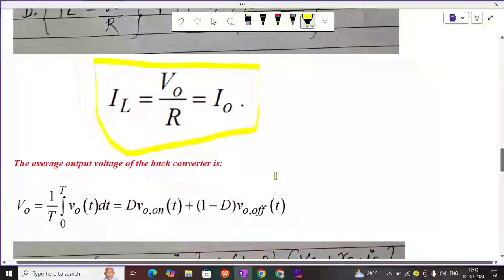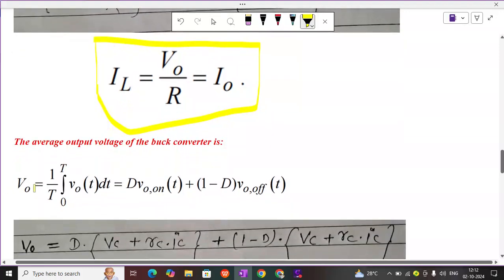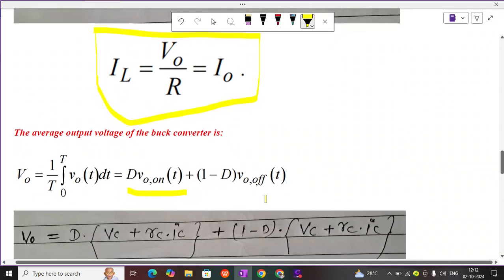The third thing I am going to do is that the average output voltage of the buck converter is basically given as D into V on plus 1 minus D into V off of t.